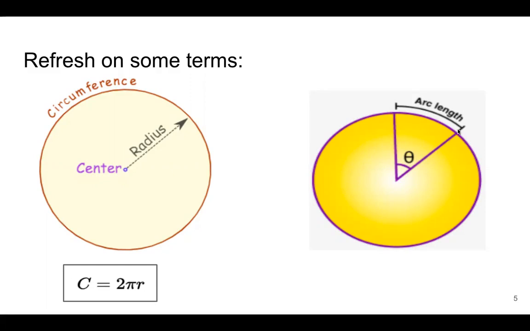So these are just refreshing on some terms because I'm going to say those words. Like I'm going to say circumference, I'll say radius, I'll say arc length, and I might use the circumference formula. So just keep these in mind when they come up, or you could just go back to this slide, slide number 5.